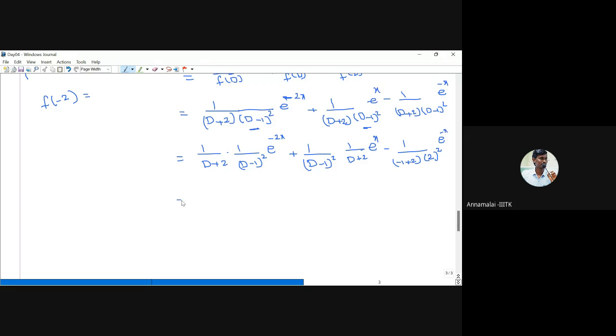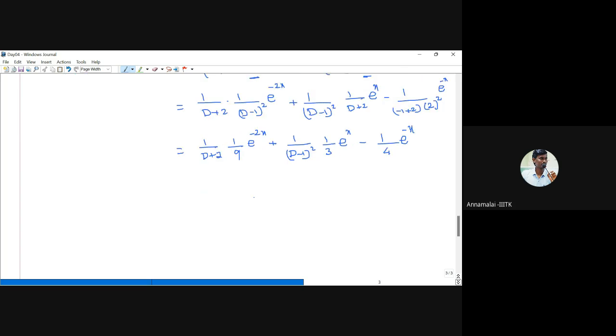Now here 1 by (D plus 2), if we substitute D equal to minus 2 here, therefore minus 2 minus 1 is minus 3, which is nothing but 1 by 9 e power minus 2x, plus 1 by (D minus 1) squared. Again if we substitute D equal to 1, we get 1 by 3 e power x, and this is nothing but 1 by, this is 1, therefore we have 4 e power minus x. Now 1 by 9 is a constant, we can take it outside.